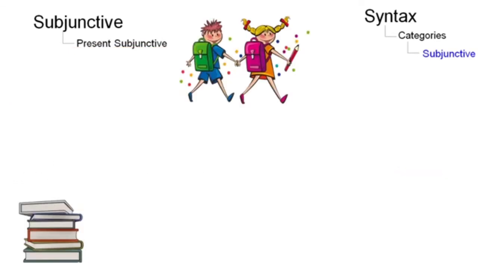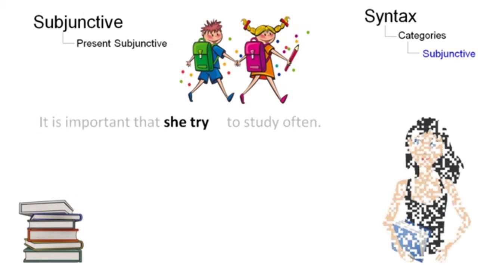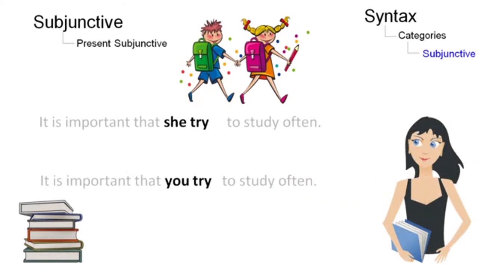Sometimes the subjunctive cannot clearly be recognized. In the examples, it is important that she try to study often, and it is important that you try to study often. It is clear that the subjunctive form of you try remains unchanged, whereas the subjunctive form she try differs from the normal simple present form she tries.